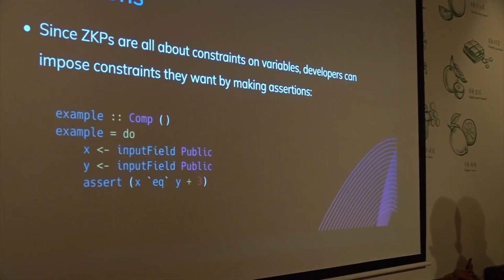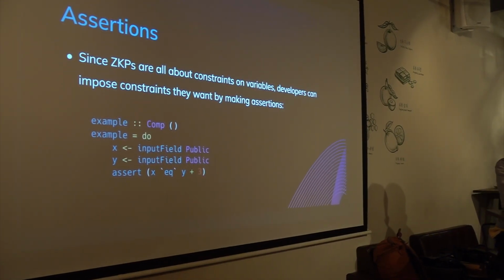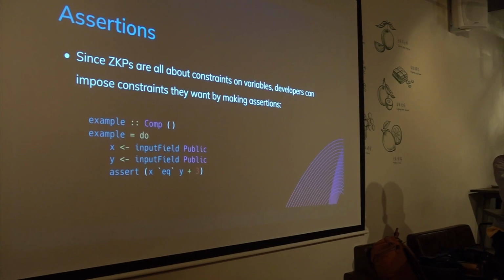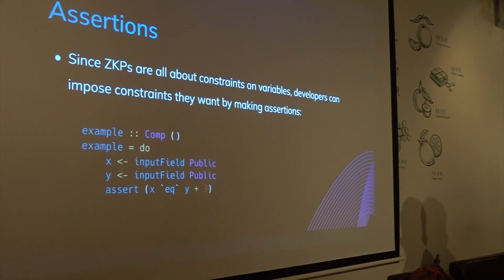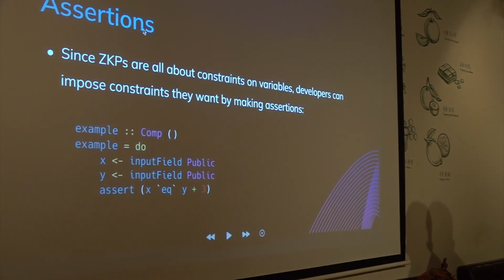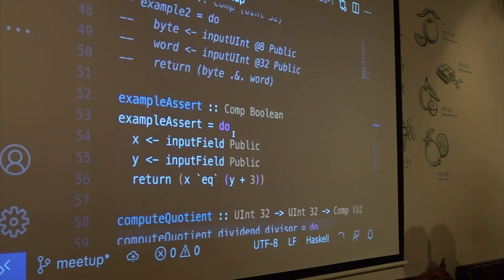So that is pretty much all about those primitive data types, and now let's look at assertions. Because constructing ZKB is all about enforcing constraints on those variables, assertion is probably the most important thing we want to do when constructing ZKB. In this example, we're asking for 2 inputs, and we're stating that the first input should equal the second plus 3. So let's try this example.